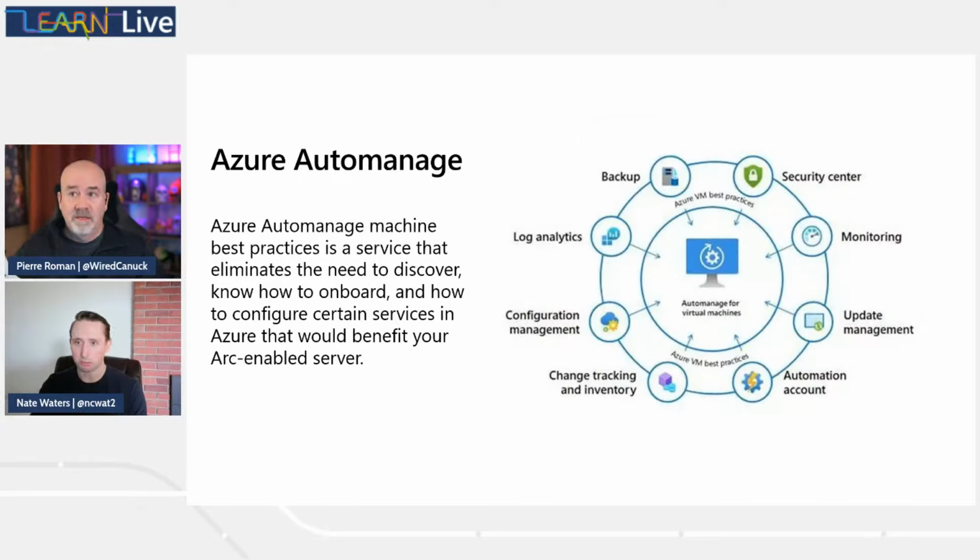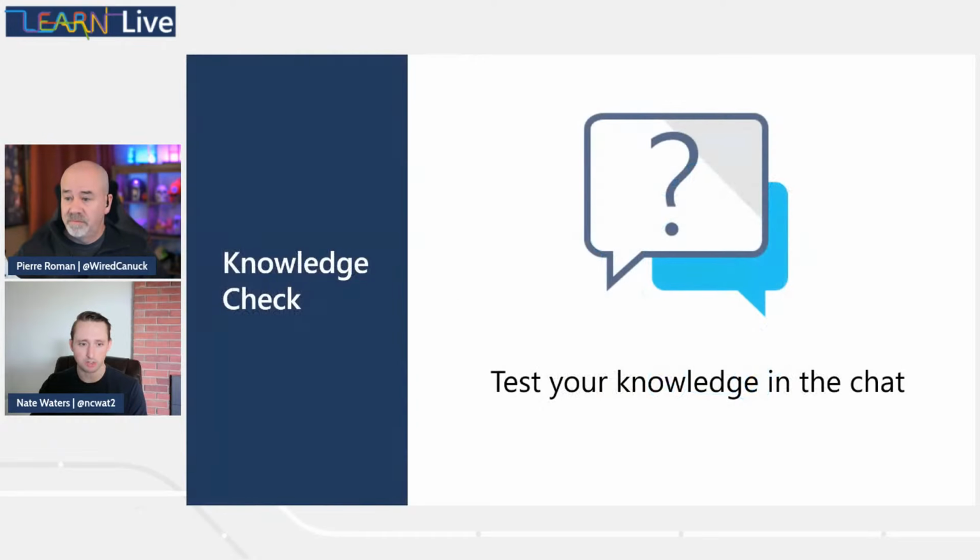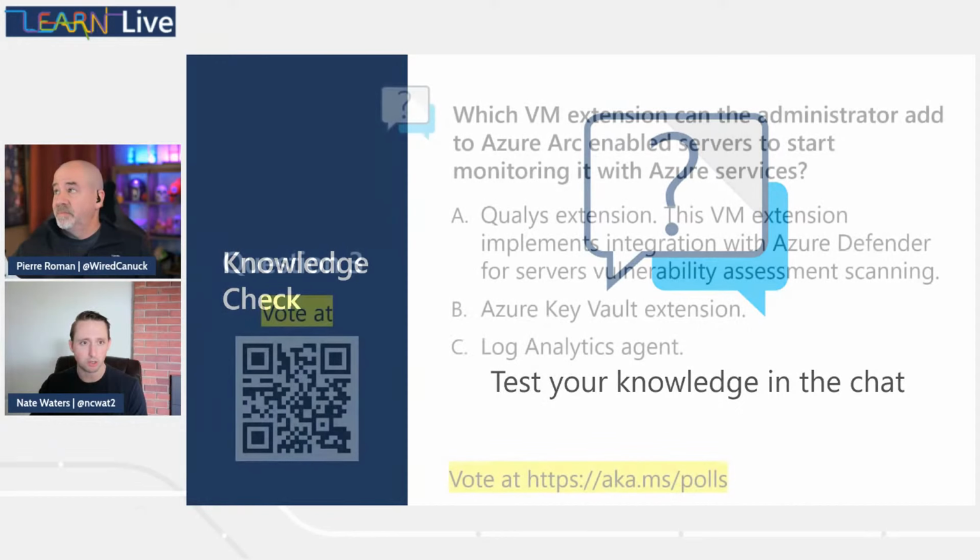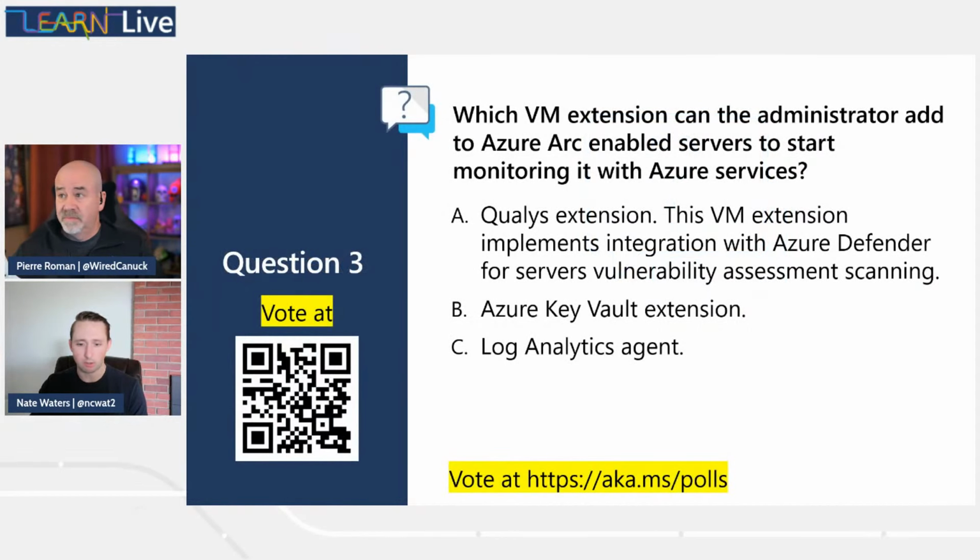And I think that also brings us to our knowledge test. So as we finish up this portion of the Learn module, let's get to our first question, which is, which VM extension can the administrator add to Azure Arc-enabled servers to start monitoring it with Azure services? Pierre, what do you think here?